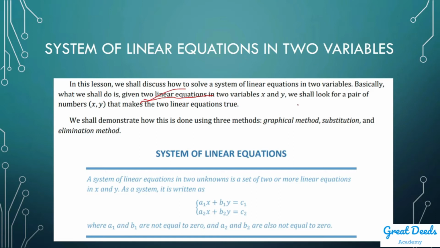So what we shall do here is look for a pair of numbers x and y that makes the two linear equations true. If you look at this only as equations, say they are written on paper, this is like figuring out what pairs of numbers x and y will satisfy both of these equations.